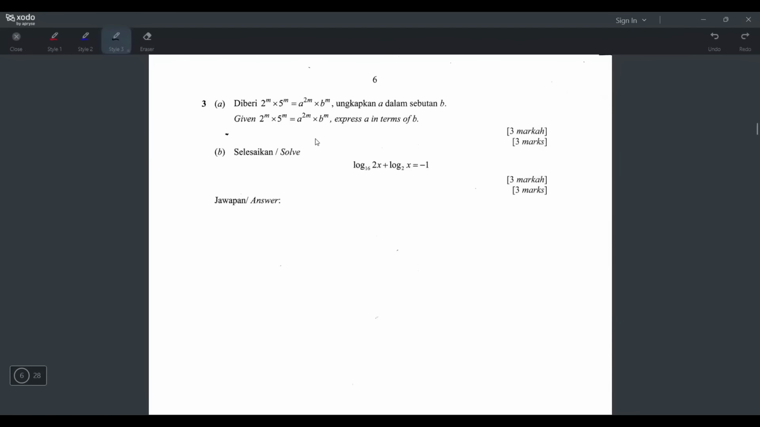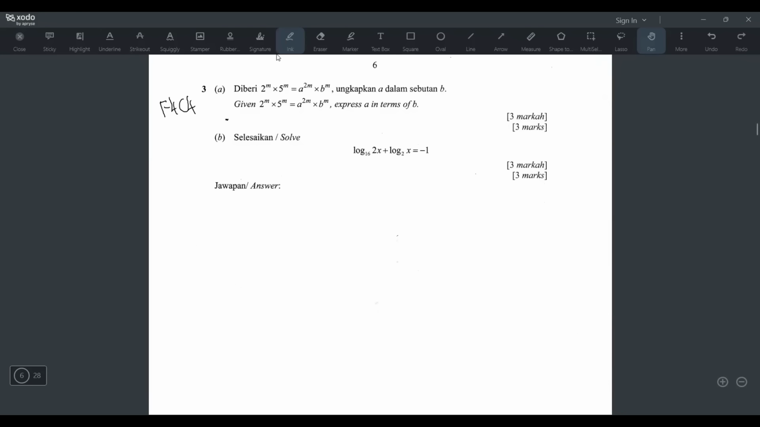Okay, number 3. I see some index here, some log here. So I know this is from chapter 4, the indices, surds, and logarithms chapter. Let's start with question A. Given 2 power m times 5 power m equals a power 2m times b power m. Express a in terms of b. It means dia nak a single lah.